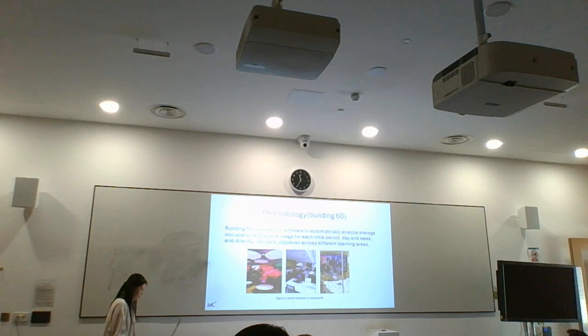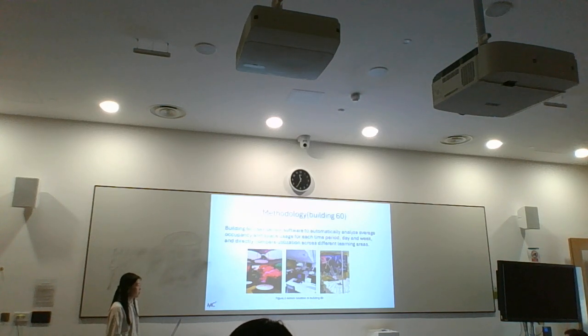For building 60, we can use sensor software to automatically analyze the average occupancy. You can see the sensor locations in building 60. The figures show the open space sensors, and 1 sensor can monitor 6 things. The third figure shows the cameras in the meeting rooms. The cameras can count the number of people.